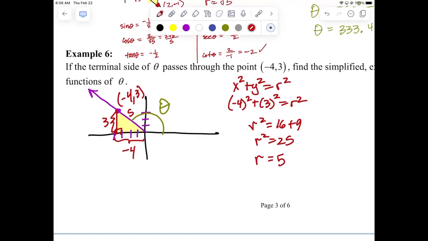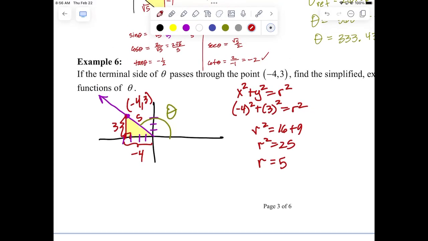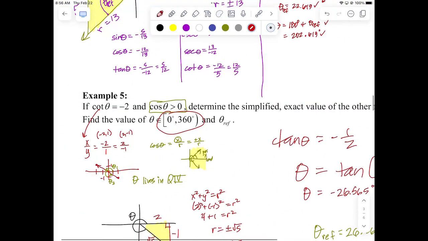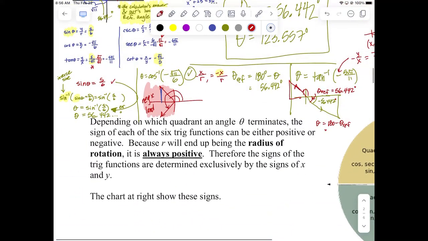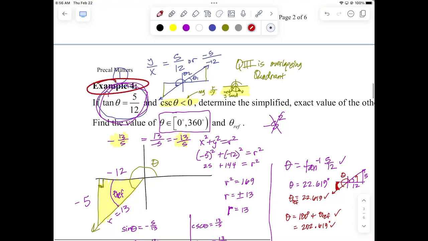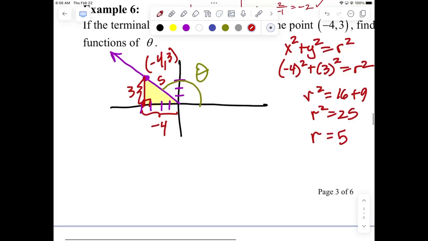All right, now that I have all 3 sides, I have all 6 trig functions. Your quiz tomorrow will not involve one that's this easy. Your quiz tomorrow will be more like example 5, or example 4, or even example 3. Your quiz tomorrow will be more like example 4 and 5. Okay, the true two-clues problems.